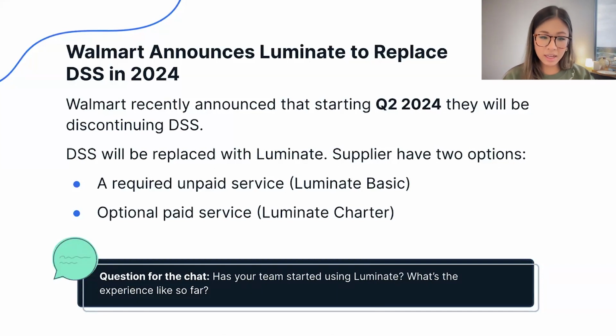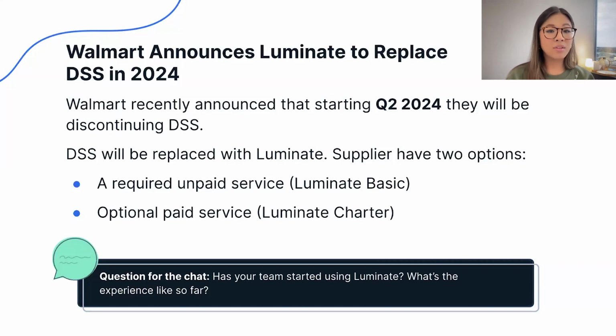With that, they are going to be replacing DSS with something called Luminate. We get a lot of questions all the time. Is Retail Link going away? Is Luminate going to be Retail Link 2.0, et cetera?